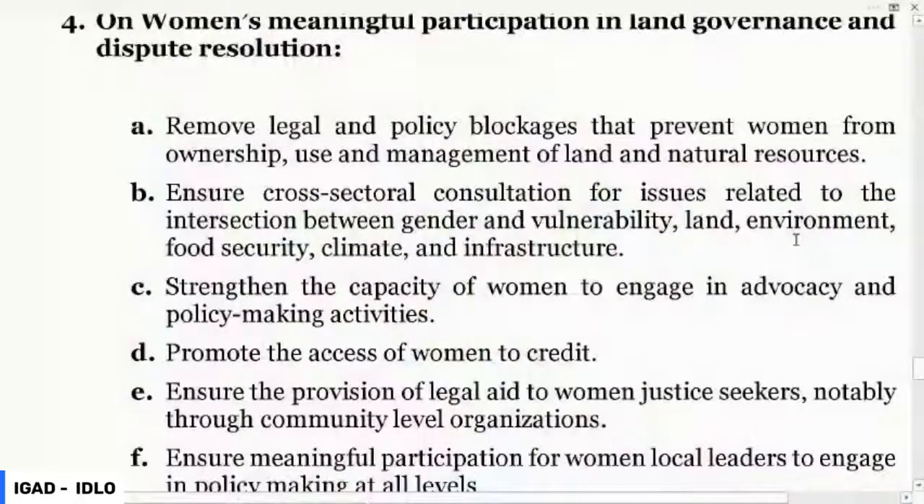Then on women's meaningful participation in land governance and dispute resolution, as I said, we had five distinct sessions interrogating various issues of women's meaningful participation in this area. So the first point that came out very prominently is to reform laws and policies that prevent women from ownership, use, and management of land and natural resources. That came out very clearly. And it also came out, it's not just the traditional systems, but also even the formal systems that we have. We need reforms across the board to empower women to be active partakers in land governance issues.